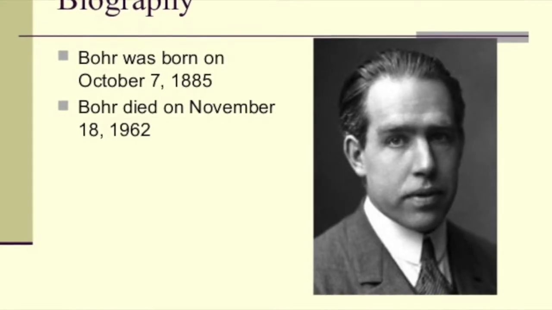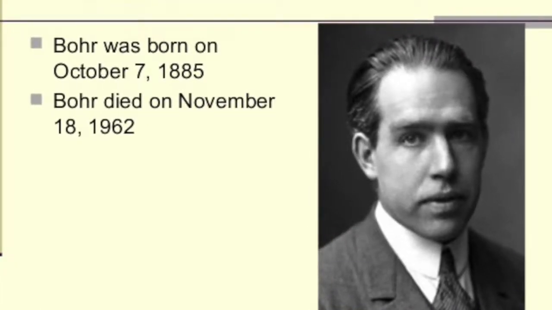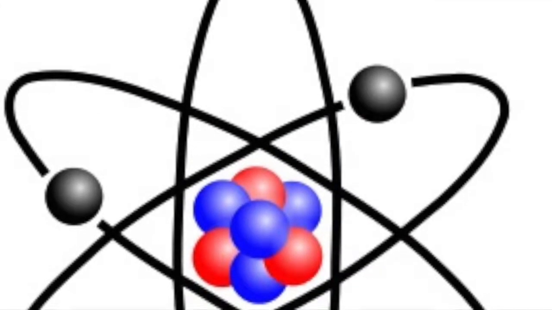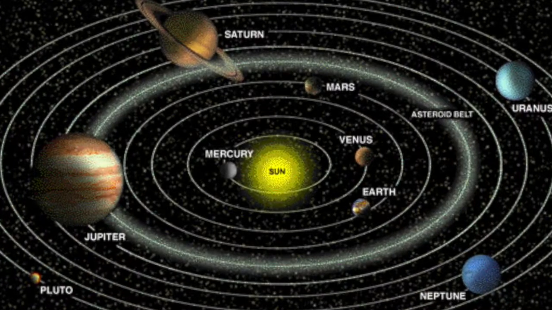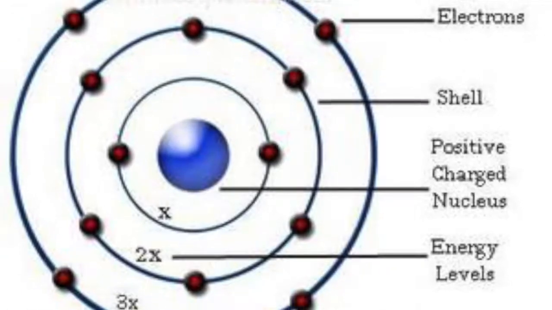The next person is Niels Bohr. Bohr was born on 7th of October 1885. He was also a student of Ernest and was the one who suggested that the electrons in the atoms orbited around the nucleus, exactly like how the planets in our solar system orbited around the sun. Bohr's model of the atom was called the planetary model.